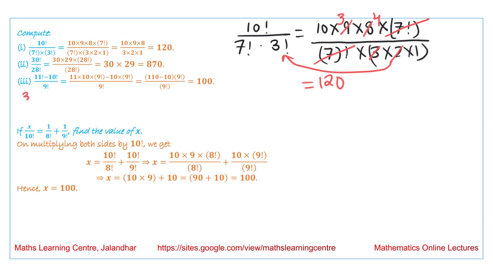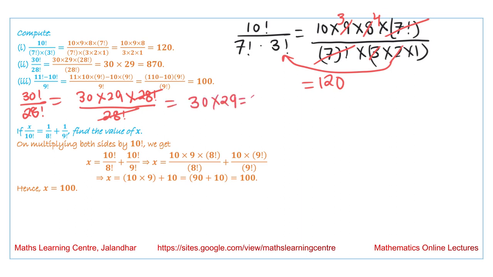Similarly, in the next question we have 30 factorial over 28 factorial. The answer we obtain is 30 into 29 into 28 factorial divided by 28 factorial. These two terms get cancelled. The answer we get is 30 into 29, which is equal to 870.